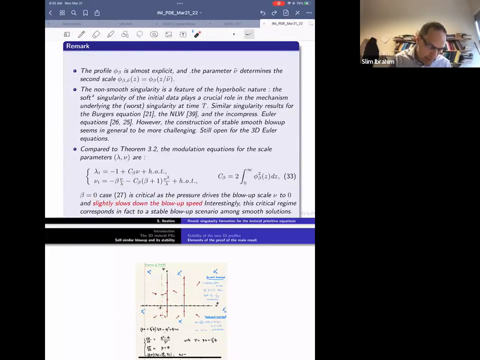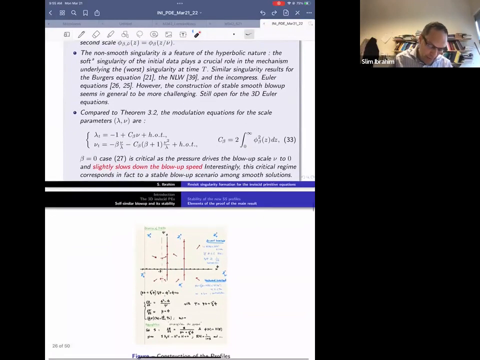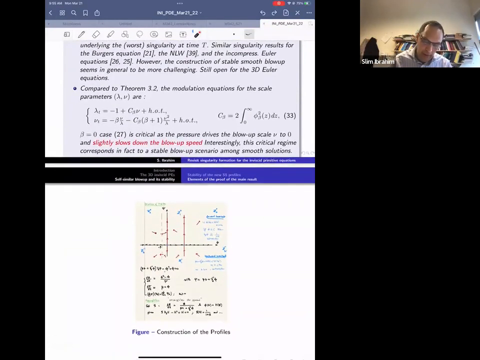you have this new term that pops up when beta is non-zero, and this is because of a term that is related to the pressure. Because of this dynamic, nu is like T minus t to some power beta. It's not a log as when beta was 0. And that was the conclusion: the pressure slows down. The pressure is not an enemy. It slows down the blow up speed.